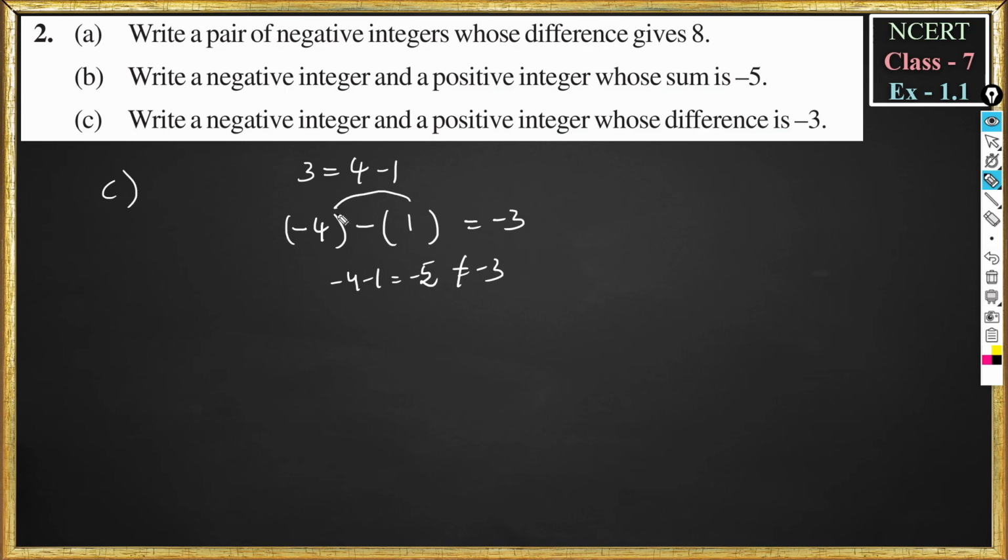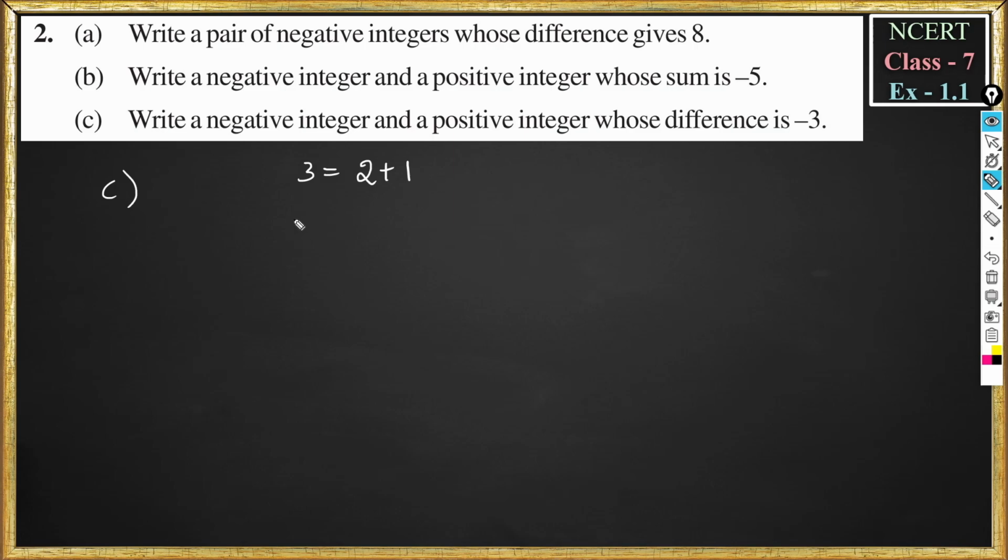So we'll interchange these numbers and see what will happen. So if you put minus 1 here and minus 4 here, this should get minus 3. So minus 1 minus 4 is minus 5. This is also not equal to minus 3. So we cannot put 4 and 1 as one negative and positive integer whose difference is minus 3. So we'll take 3 as 2 plus 1 and see if these integers will fit for the difference minus 3.